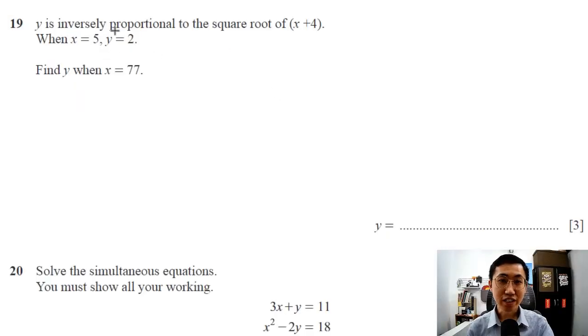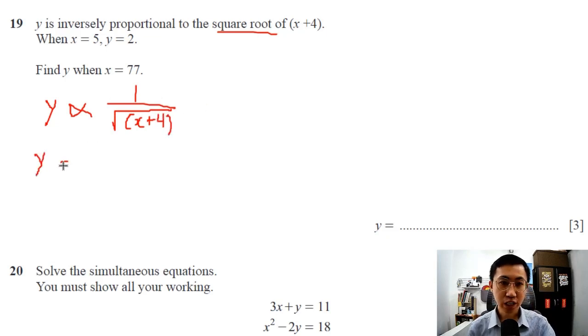Number 19. Y is inversely proportional to the square root of x plus 4. Quickly write down y is inversely, so it's 1 over square root of bracket x plus 4. This will get you 1 mark. Now change to an equal sign with k on top, so y equals k over square root of x plus 4.